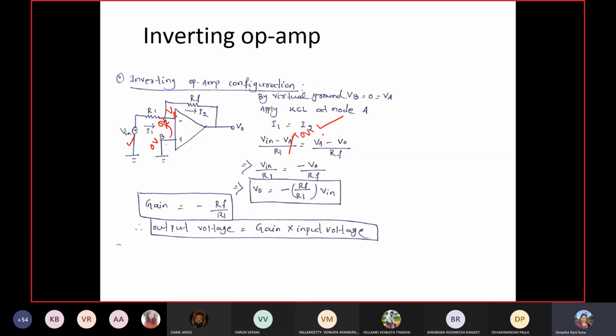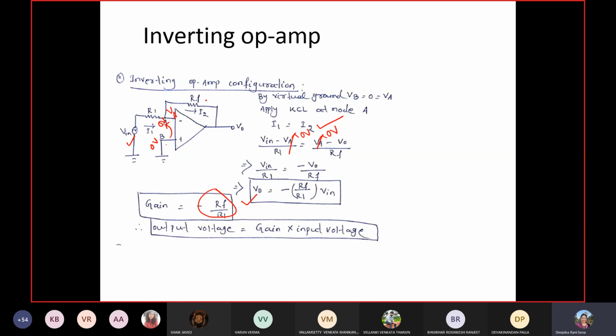0 volt. Okay. So what will be the next equation? Vin by R1 equal to minus of V0 by RF. So if I want to define my output voltage, V0 equal to minus of RF by R1 into Vin. So the gain here will be defined as minus of RF by R1, which is the gain of the inverting op amp, and output voltage is the combination of gain and input voltage.